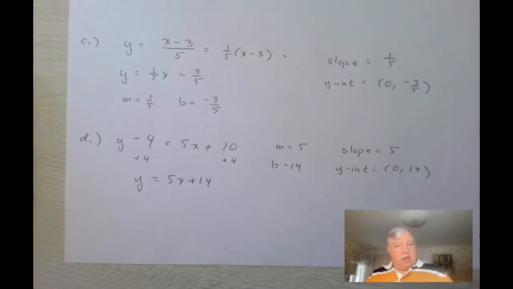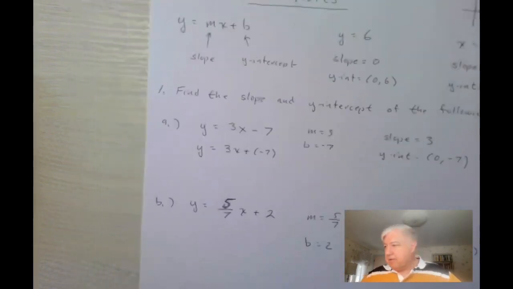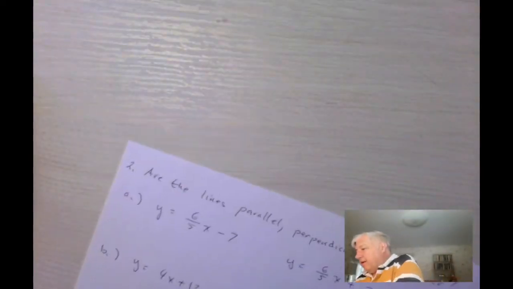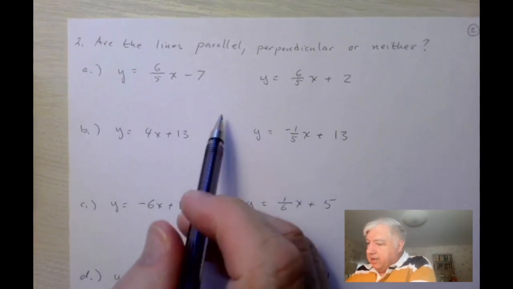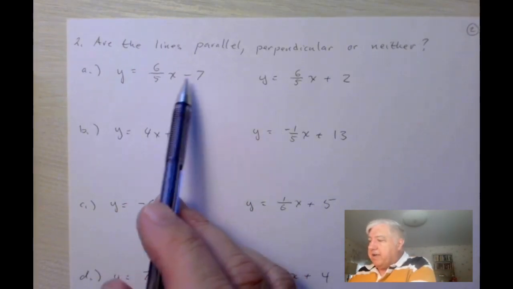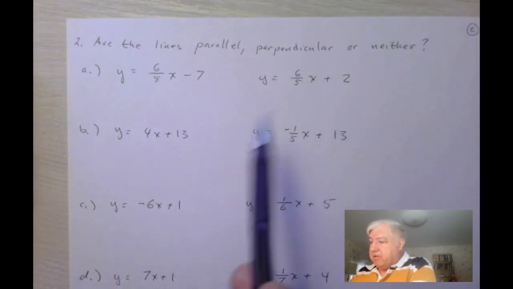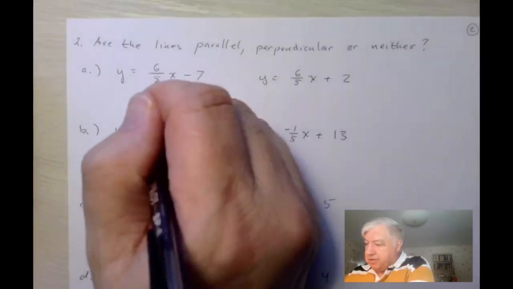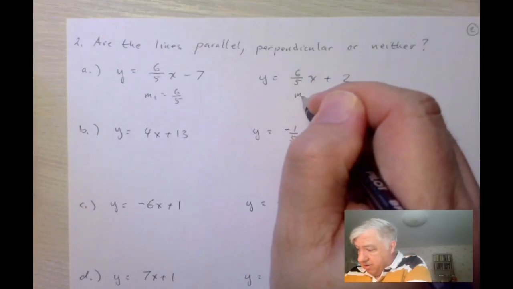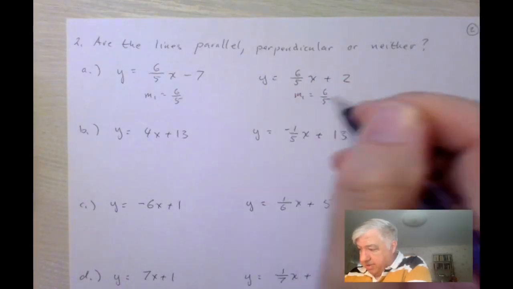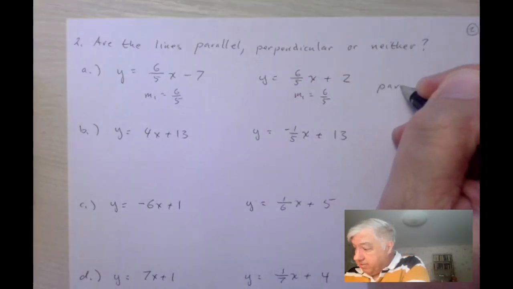Okay. And then once we know how to identify the slope, it's very easy to determine if two lines are parallel or perpendicular, or neither. So if we look at these cases, here we'd like to find, are these lines perpendicular, parallel, or neither? And here we can see the slope here is 6/5. The slope here is 6/5. They're the same, so they're parallel.